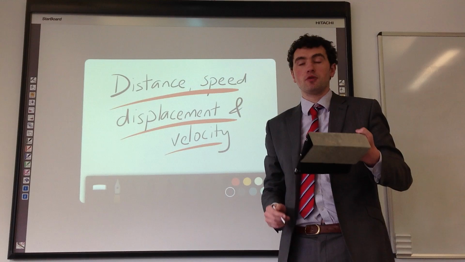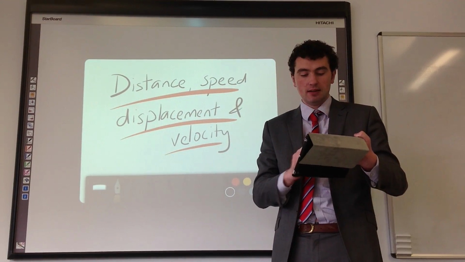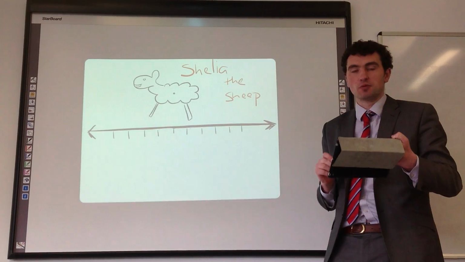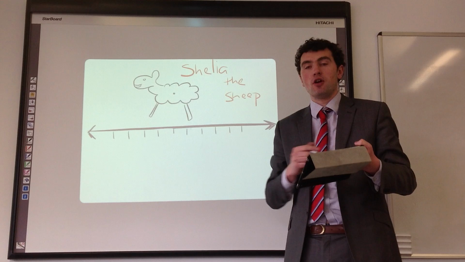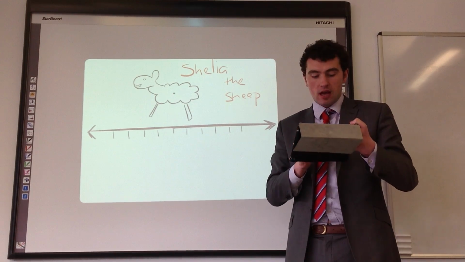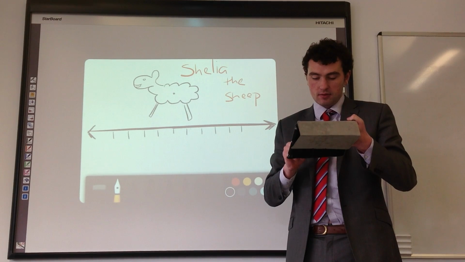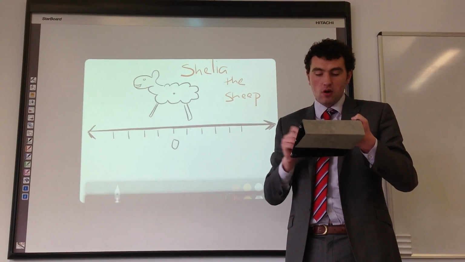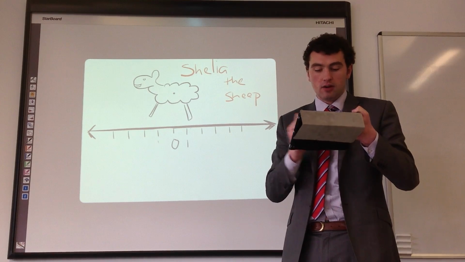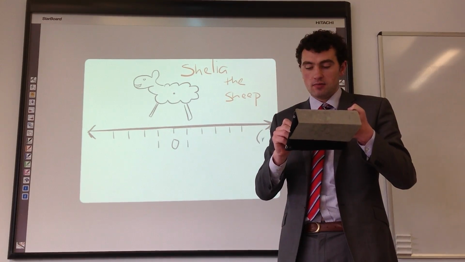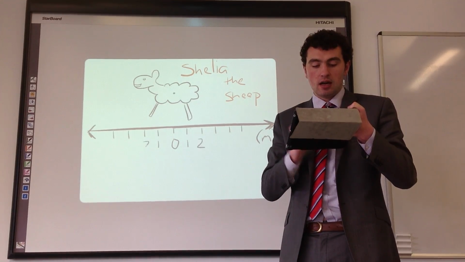Hi folks, I'm going to do a quick video to revise distance, speed, displacement and velocity. To help us revise this, we're going to use our friend Sheila the sheep, and Sheila is going to be travelling up and down our one-dimensional universe. Let's say she starts at home, and home is defined as 0. Well, if she moves 1 metre, she can either end up here or here, so I better make this axis in metres. If she moves 2 metres, she can end up here and here.